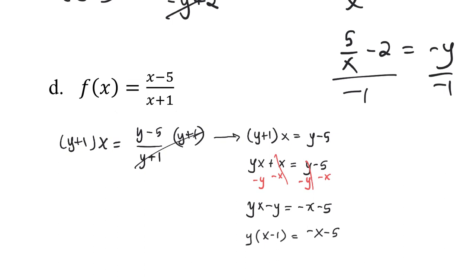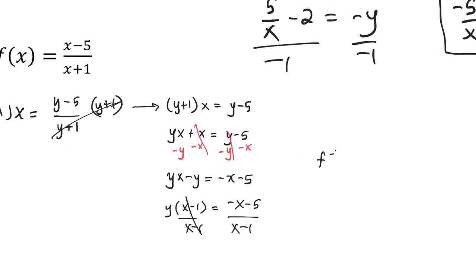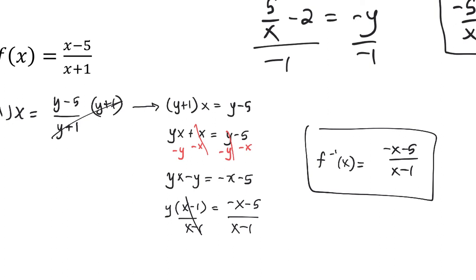And by the way, if you had moved terms opposite to what I did, if you moved the yx over to here and then added the 5 over here, your answer is going to be the same, but everything's going to be opposite, if that makes sense. Like your fraction is going to be the same, but it's going to be x plus 5 over 1 minus x. But it's the same thing. The last step is just divide by x minus 1. So your inverse is that.